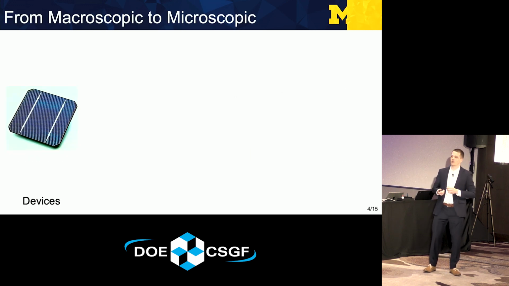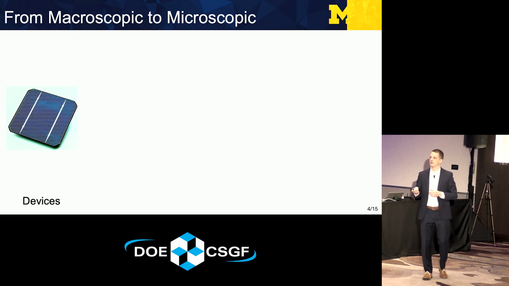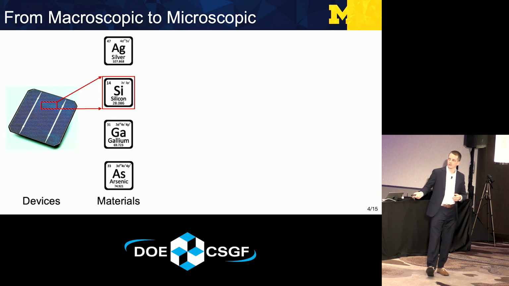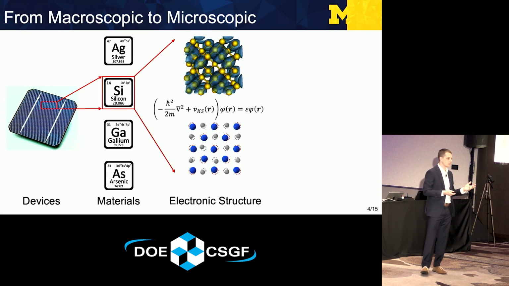But let's make this a little bit more concrete. Let's say that we have our device, a silicon solar cell. We can think about the material that makes it up, so we'll focus on the silicon. And now we can zoom in even further, and we can think about both the atomic structure and electronic structure of this material.